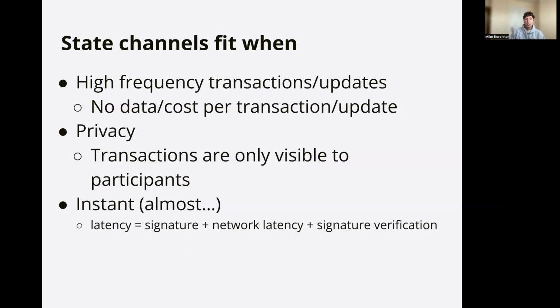It also should be noted that state channel transactions and interactions are fully private. So if there is a need for full privacy, this is also potentially a technology to be used. And the final bullet point sort of plays along with high frequency. There's also these state channels also are a great fit for very low latency applications.